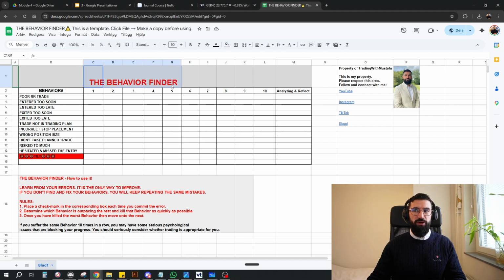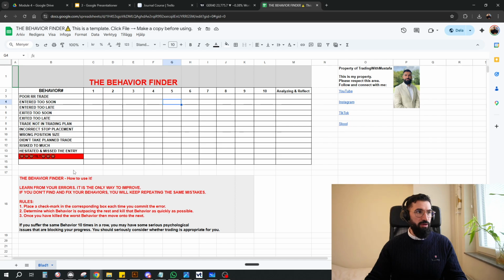The behavior finder is so important to find where our behaviors and our traits are shifting or not working, what we're doing wrong, what mistakes we're making, so we can adjust them, fix them, see them in an objective way so we can change them eventually.